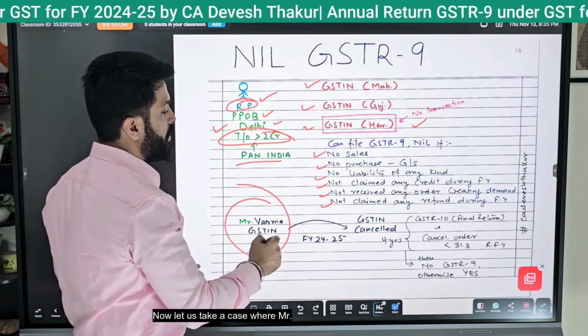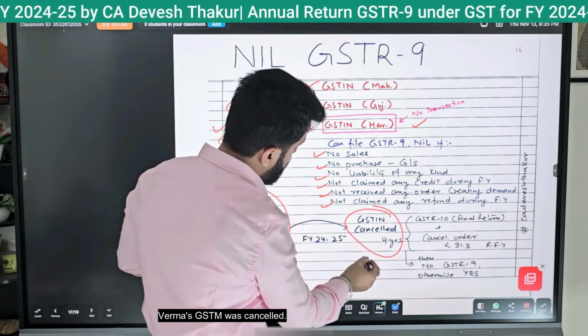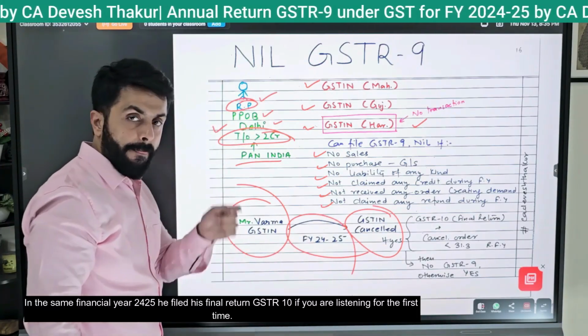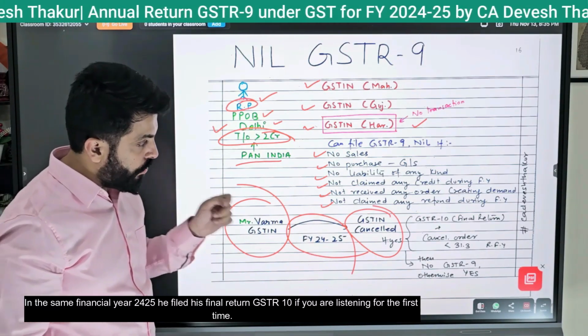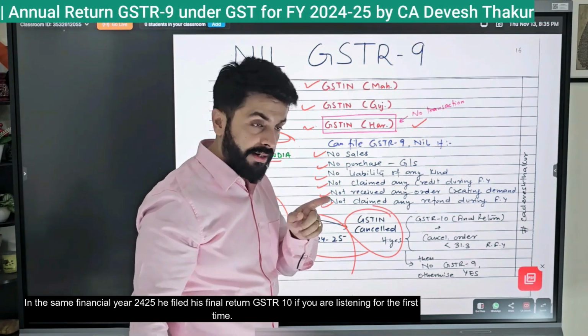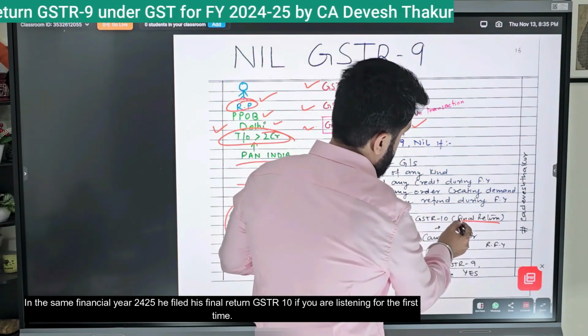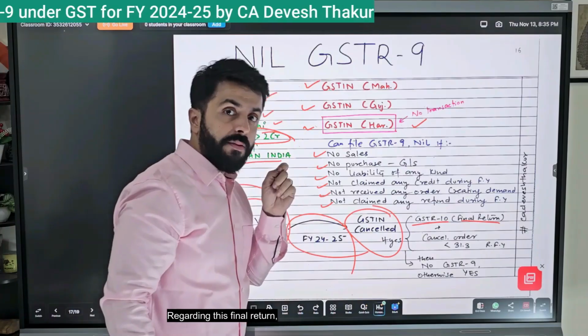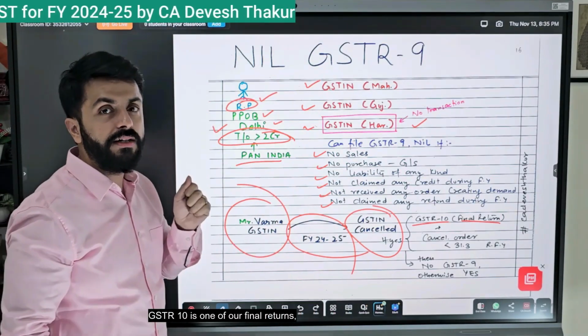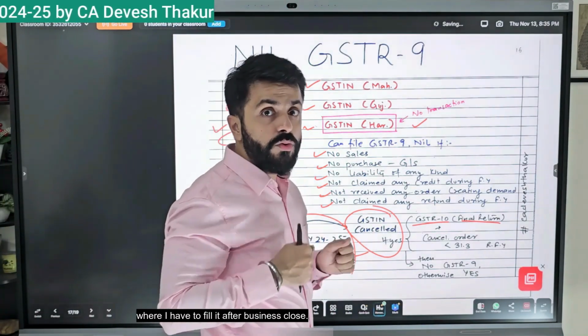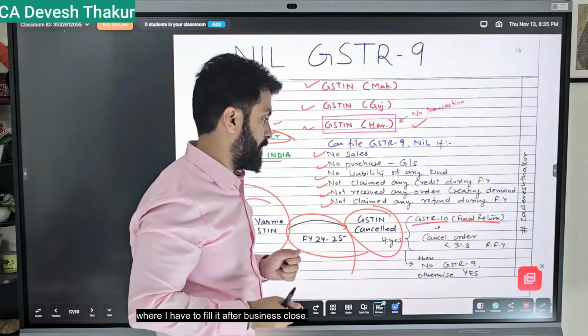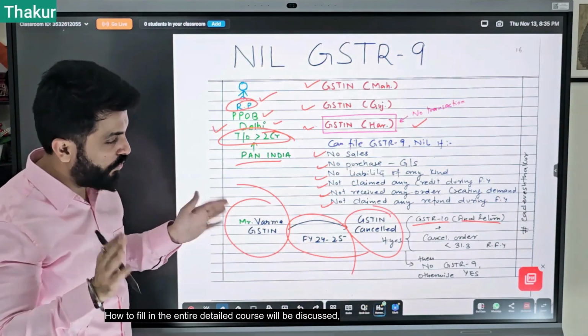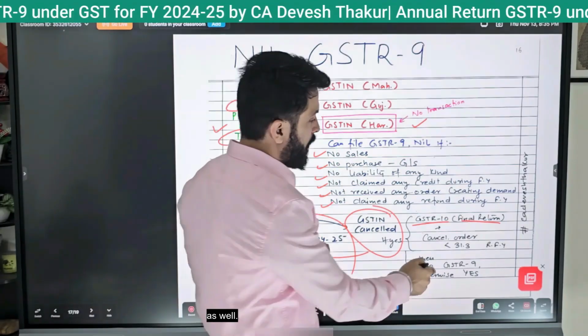Now let us take a case where Mr. Verma's GSTIN was cancelled. In the same financial year 24-25, he filed his final return GSTR-10. If you are listening for the first time, GSTR-10 is one of our final returns which I have to fill after business closure. How to fill it in detail will be discussed as well.